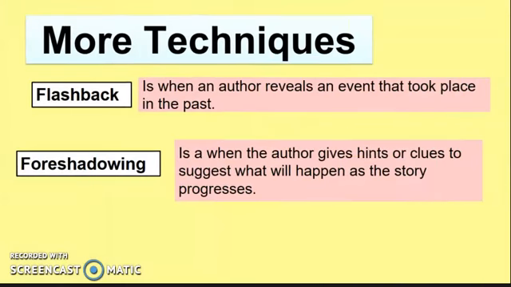Aside from that, a playwright or an author also uses flashback. It is when an author reveals an event that took place in the past. It is a technique in narrative in which the present story brings in a scene from the past. Foreshadowing. It is when the author gives hints or clues to suggest what will happen as the story progresses. Basically, it is a technique in narrative in which the present story brings in a scene from the future. I believe you are already familiar with this since I've already discussed this one with you in the previous lesson.